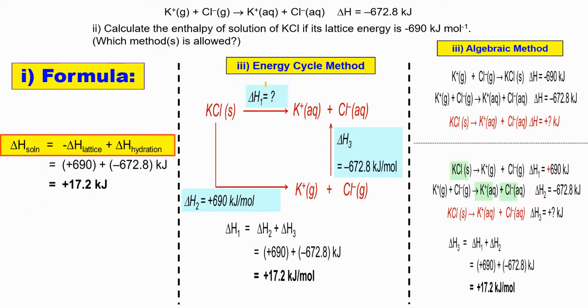Another one is the three types of enthalpies. Remember: solution, lattice, and hydration. Here we can see it is from gaseous ion to aqueous ion, so this is hydration. So we have hydration and we have lattice energy, and we are asked to find the enthalpy of solution. If the question didn't specify anything, of course you can use the formula, or else you can use the energy cycle method or the algebraic method.